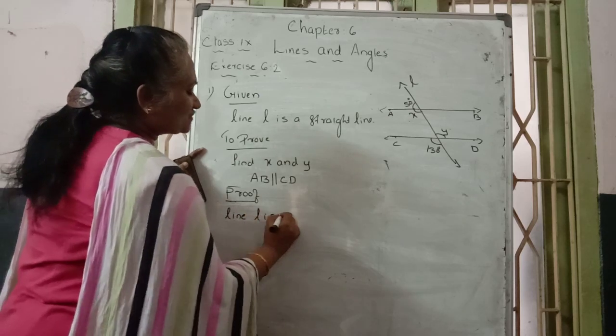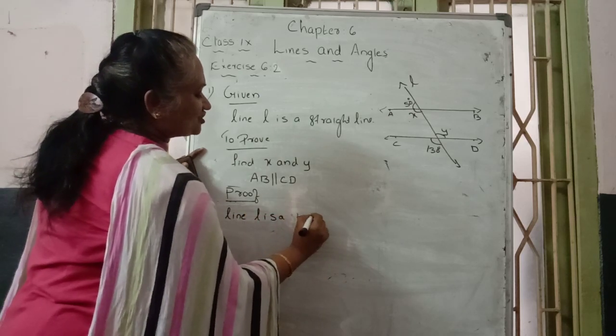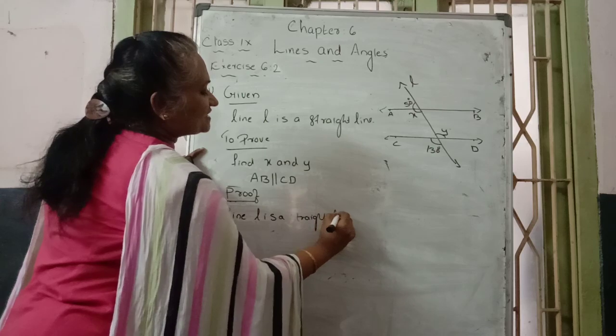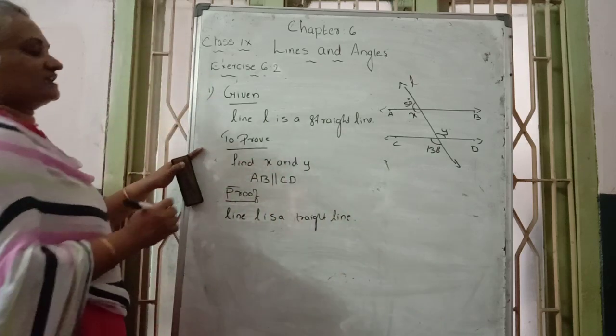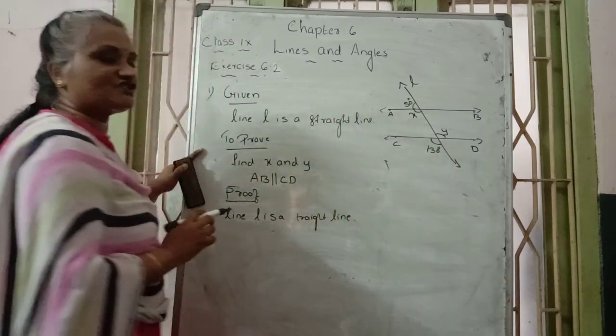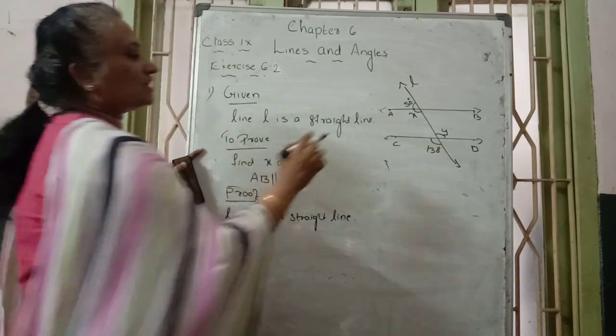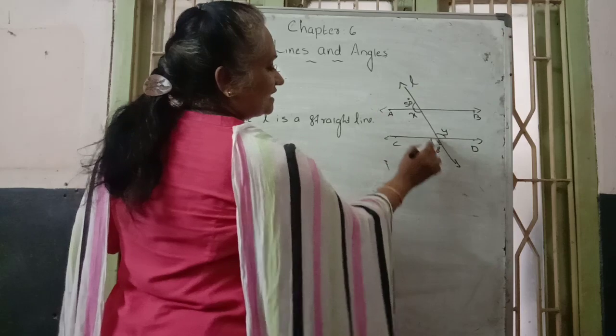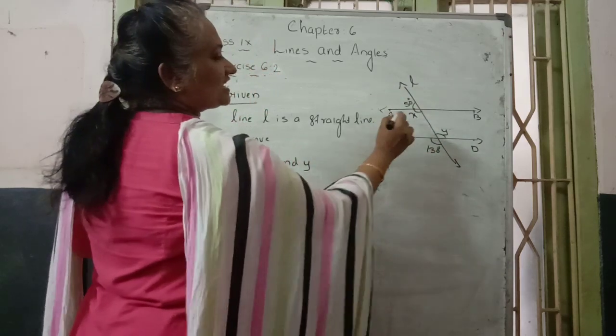Line L is a straight line. That means it is a transversal line there. Our aim is to find the x value. How to find out the x value? Here, they gave a clue: L is a straight line.